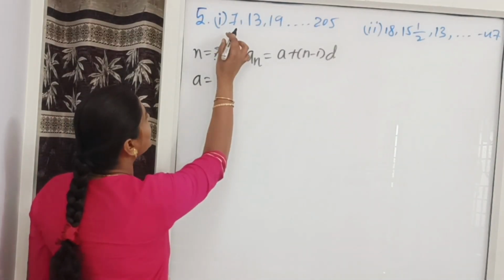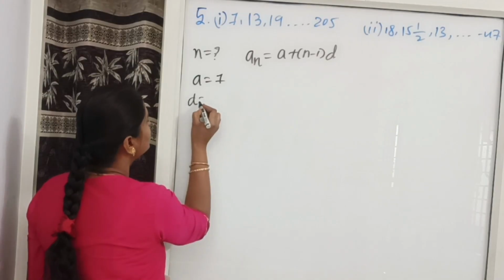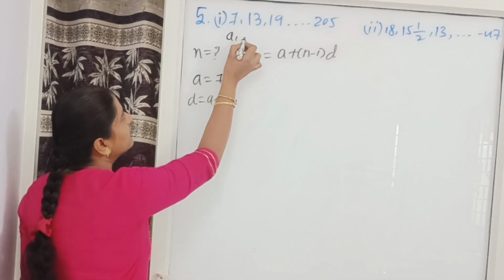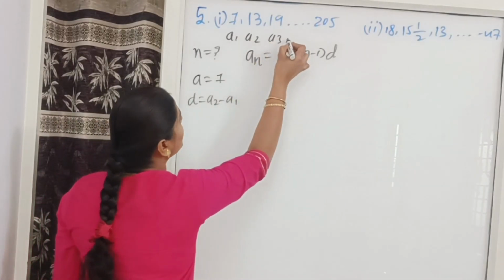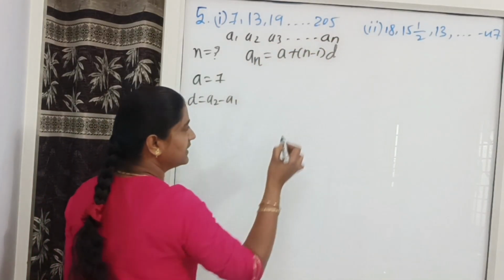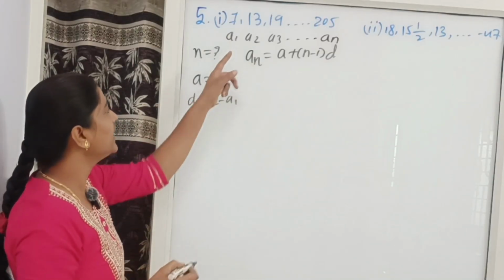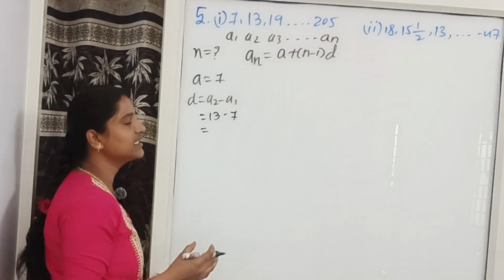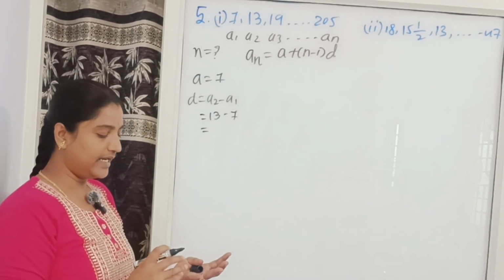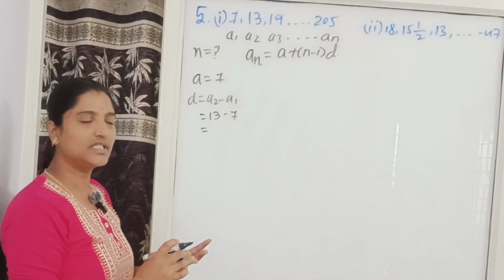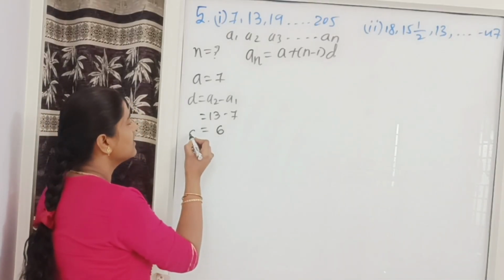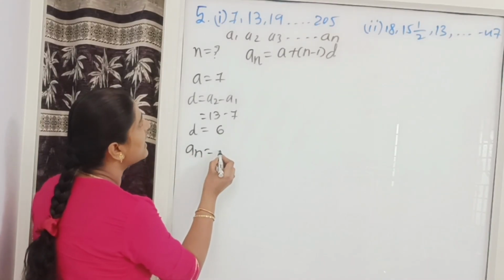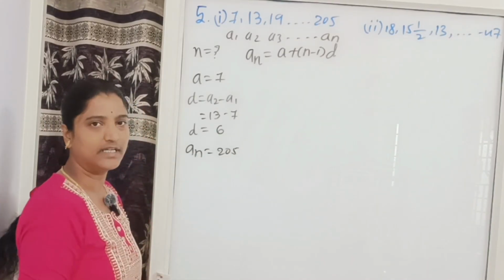Let us come. In the given AP, a is 7 and d is equal to a2 minus a1. This is a1, a2, a3 and the last nth term. So a2 is 13 minus 7. 13 minus 7 is nothing but 6, counting 8, 9, 10, 11, 12, 13. So d is 6. And an is nothing but the last term of the AP, that is 205.